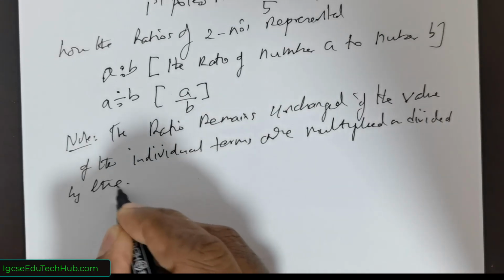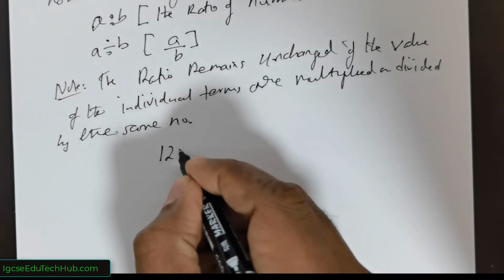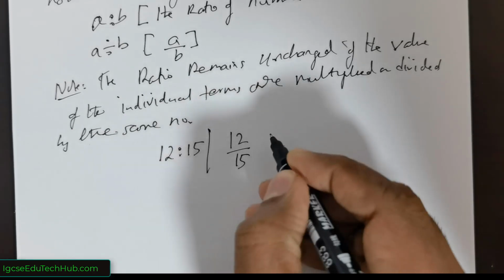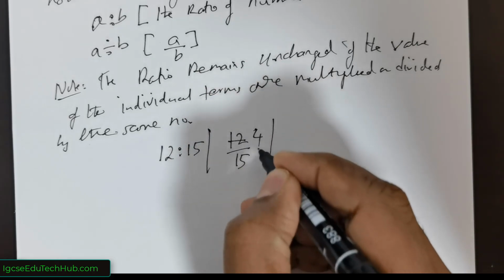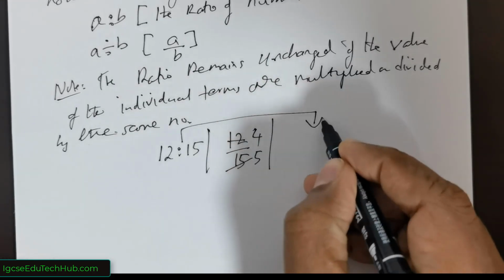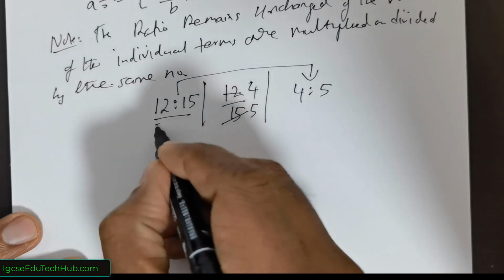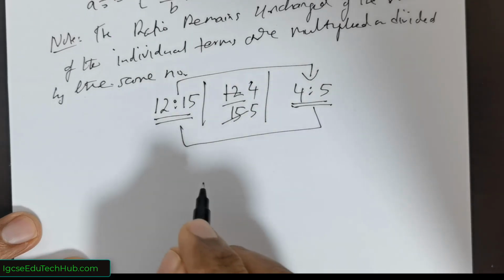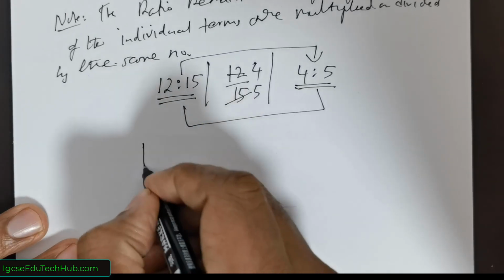Say for example, you have 12 is to 15. Now 12 is to 15 is also written as 12 over 15. Now if you were to divide this by 3, 3 divides 12 4 times, 3 divides 15 5 times. So this ratio is reduced to 4 is to 5. Okay, so these two terms, 12 is to 15 and 4 is to 5, are one and the same.